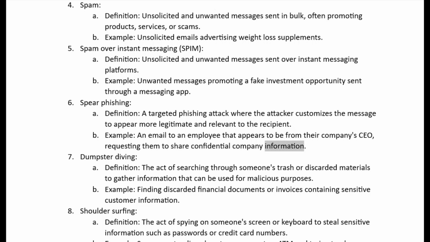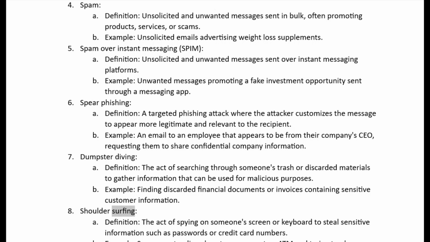Dumpster diving. Definition: the act of searching through someone's trash or discarded materials to gather information that can be used for malicious purposes. Example: finding discarded financial documents or invoices containing sensitive customer information.